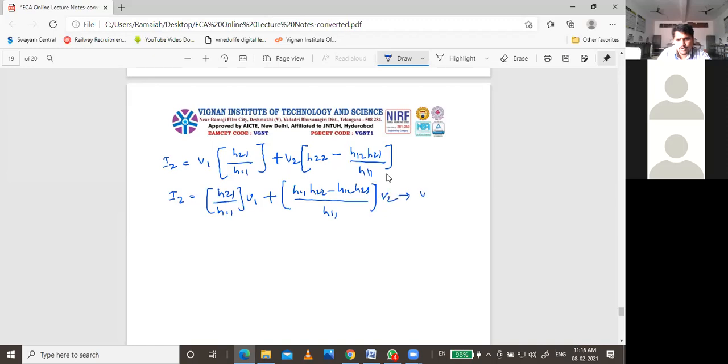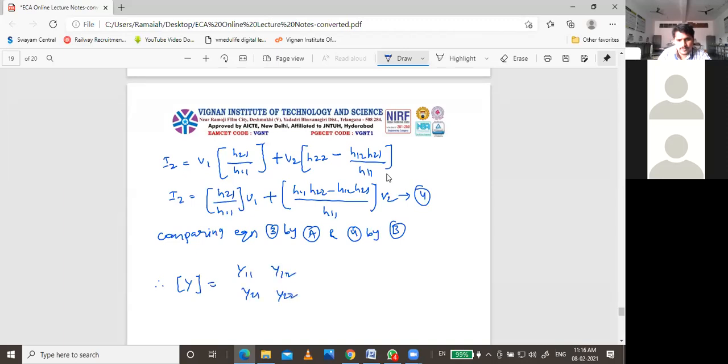So this is equation number 4. Therefore, comparing equation 3 with equation A, I1 equal to Y11 V1 plus Y12 V2, and equation 4 with equation B, that is I2 equal to Y21 V1 plus Y22 V2. Therefore, you can write these Y parameters in terms of H parameters, that is the Y11 value, Y12 value, Y21 value, and Y22 value.